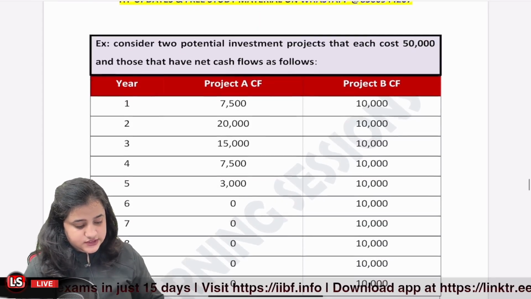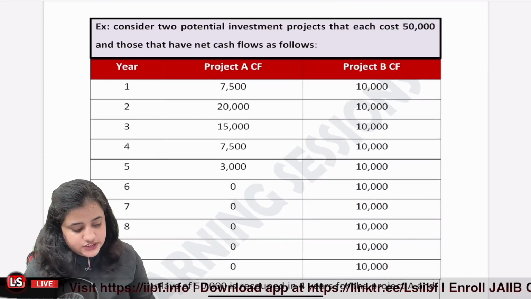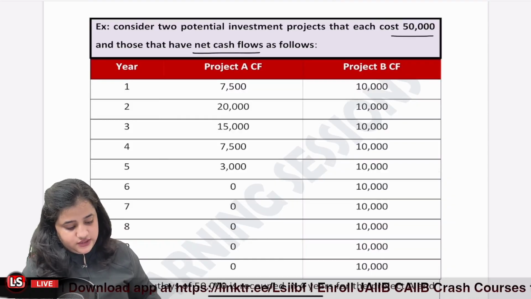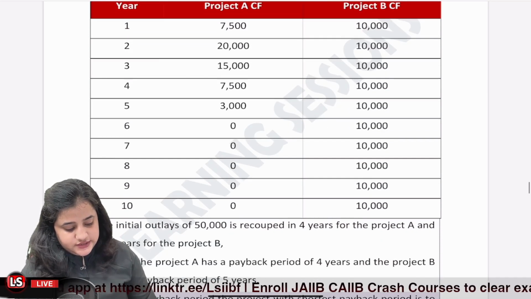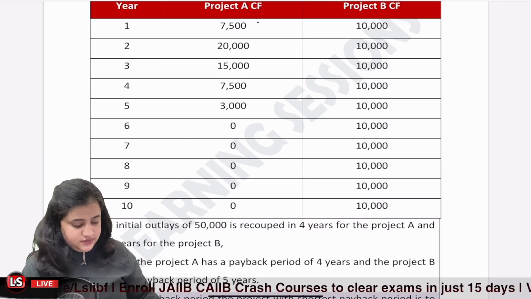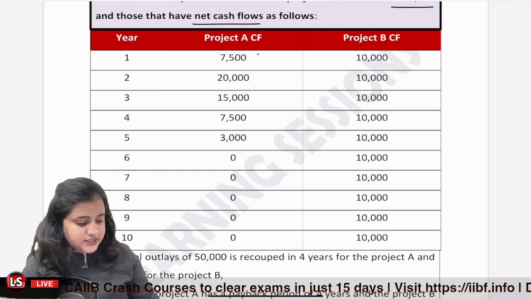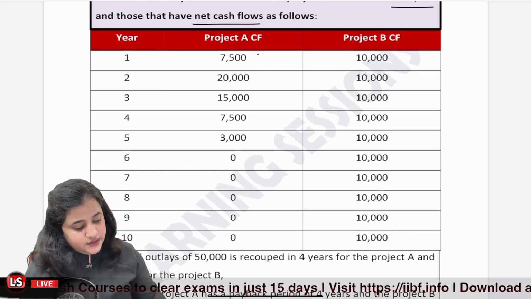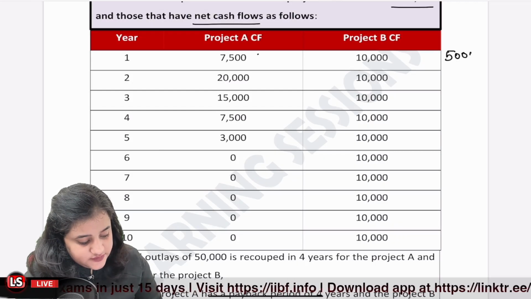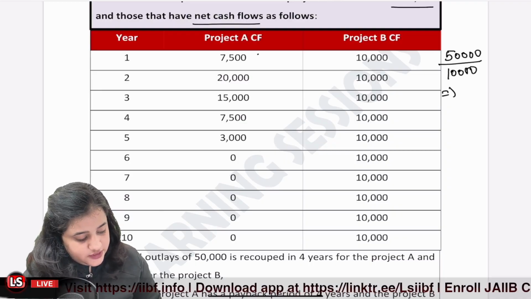Now, this is the example that is given to us in the notes, that we have two potential projects that are going to cost 50,000 and they have net cash flow like this. So project A is giving these 5 cash flow and project B is giving 10,000 each year. So you can calculate the payback period now, right? In this case, how will we calculate the payback period? 50,000, because the cash flow are equal. 50,000 is our initial investment divided by annual cash flow 10,000. So the payback period is 5 years.